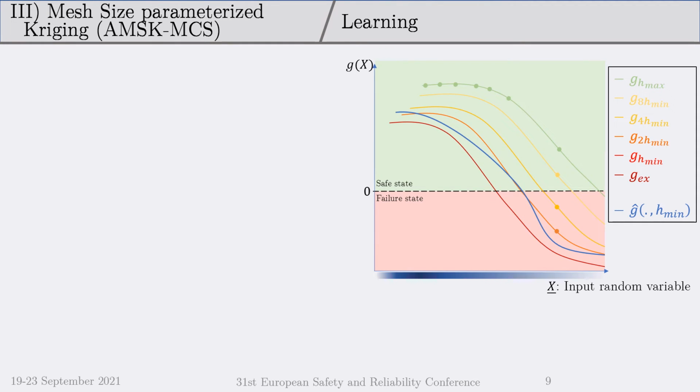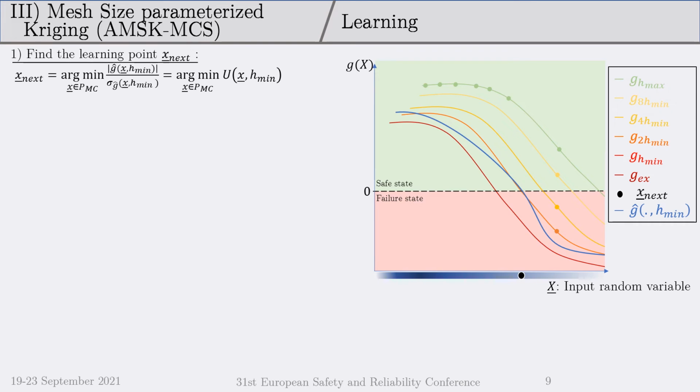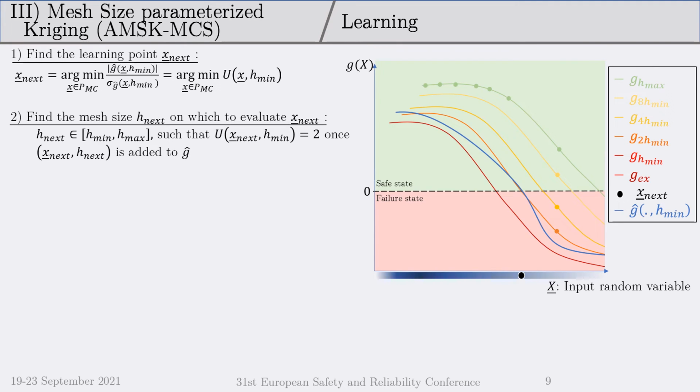So then you need to define a learning strategy. Our learning strategy is to improve the metamodel at hmin in order to have a good precision of the probability of failure at this mesh size. So we first need to find the learning point xnext, which is found as the minimum of U at hmin over the Monte Carlo population. Then you need to find the mesh size hnext on which to evaluate this point. We look for hnext in the interval we've defined such that U at hmin equals 2 once this point is added to the metamodel.